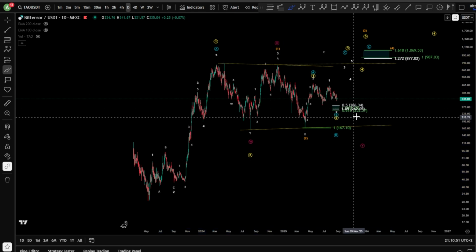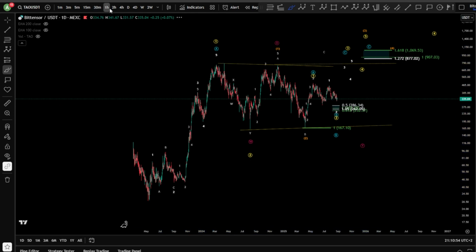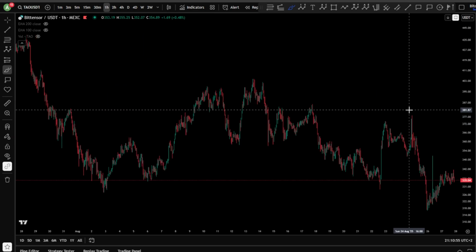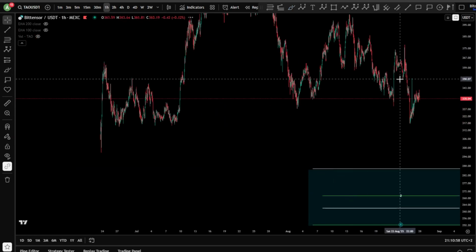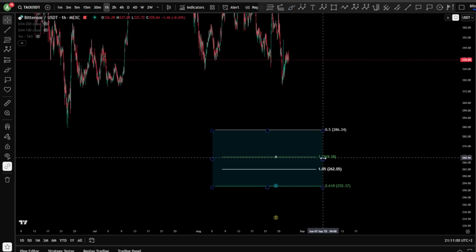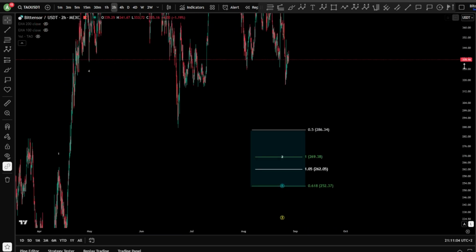So the highest possibility here goes for a triangle after an impulse A, B, C, D, E, and we're looking for higher. I'm looking for the target 1-to-1 fib level for this triangle to be finished. As a zigzag, the 1-to-1 fib level is $269 for Tau.